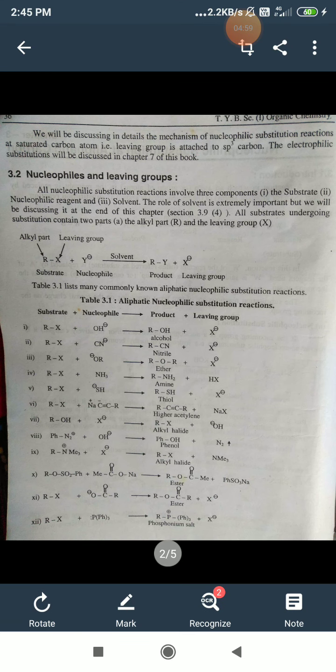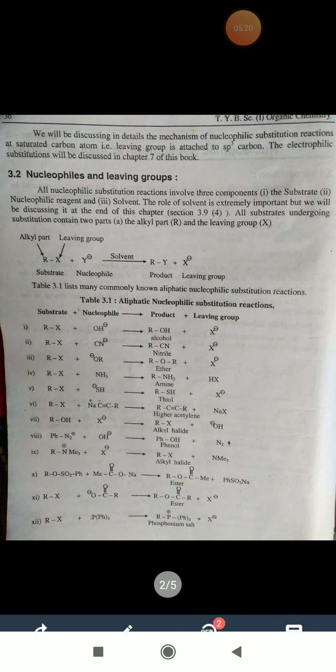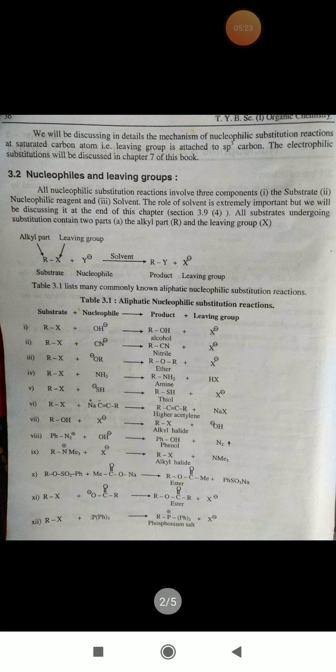All substrates undergoing substitution contain two parts. First, the alkyl part R and the leaving group X. For example, RX plus Y minus. R is an alkyl part, X is a leaving group, and Y minus is a nucleophile. Then, in the presence of solvent, that gives RY. Y is a nucleophile which substitutes, and the leaving group leaves from the substrate. Then RY is formed plus X minus as the leaving group.